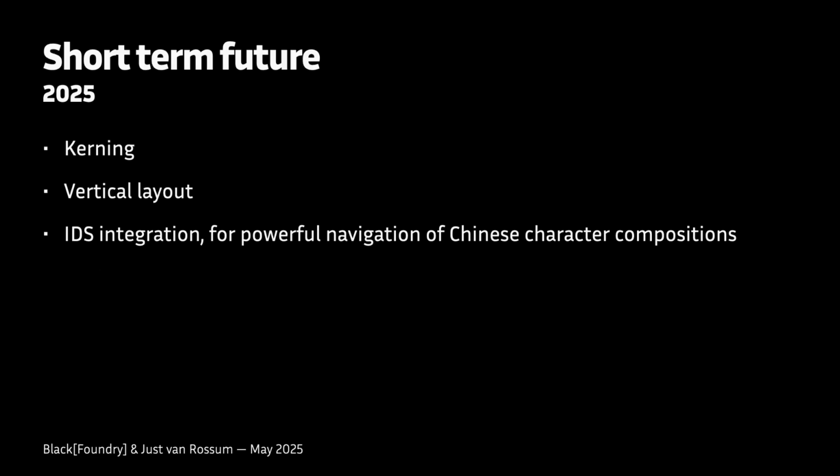This is just a short introduction. We have some short-term future items to do. We're working on implementing kerning editing. We will at some point support vertical layout, also right-to-left layout. Since CJK, that means Chinese, Japanese, and Korean fonts, is a key feature of Fontra, we would like integration with the IDS. This is a database of ideograms that makes working with Chinese characters more convenient.